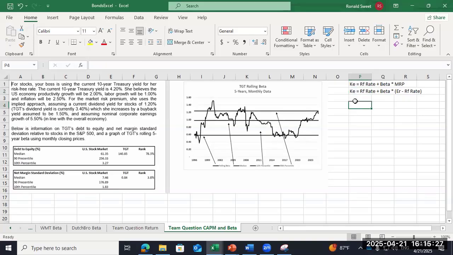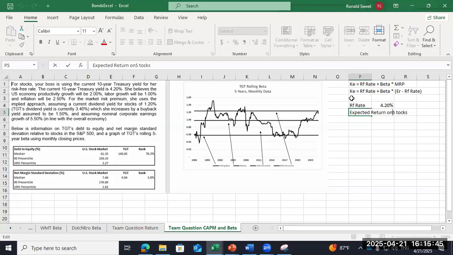So here, what did y'all say the risk-free rate was? Yeah, so 4.2%. What was the expected return on stocks? Why are we using expected return on stocks and not the required return on stocks? Well, we're assuming they're the same thing, right? So that's what is called the implied approach.